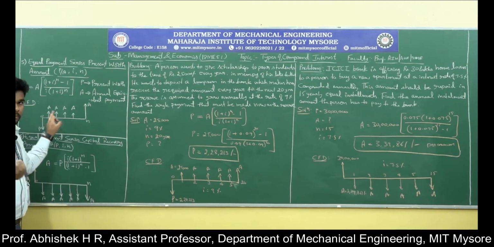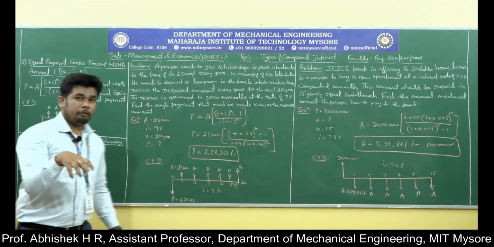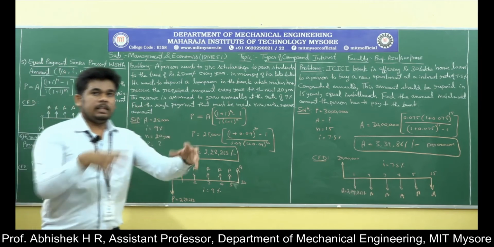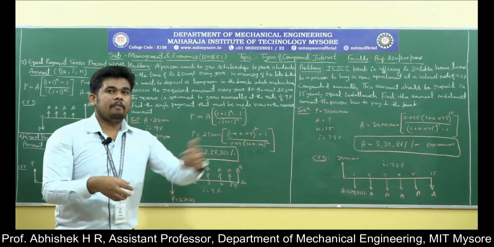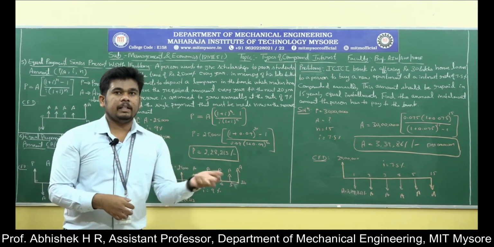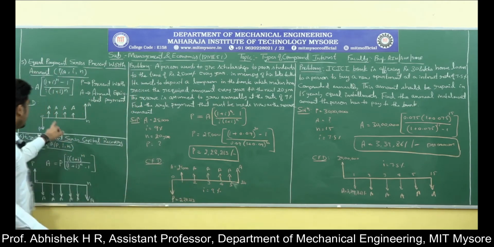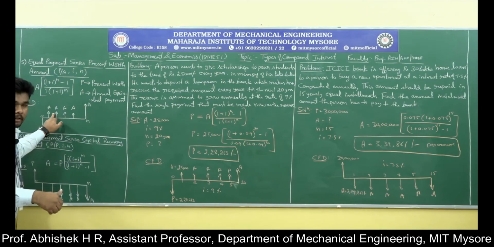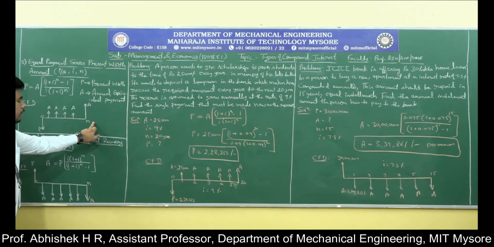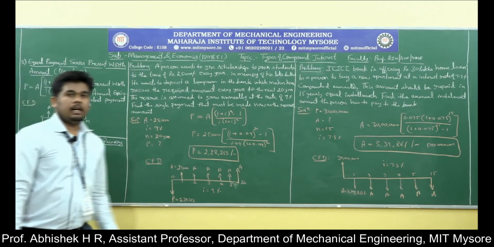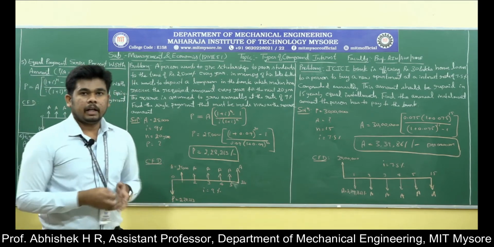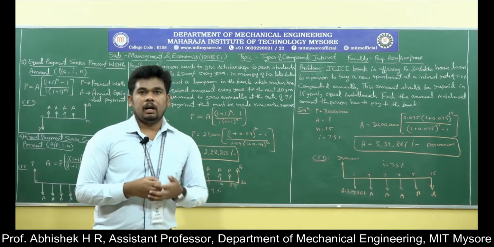Why? Because that is the cash inflow, means if I am depositing some amount, then for that I will get some interest amount, that is the revenue for me. So that is what? Cash inflow. So that is why I have shown the upward arrow mark. And after a certain number of years, we'll get the required amount for the investing amount.